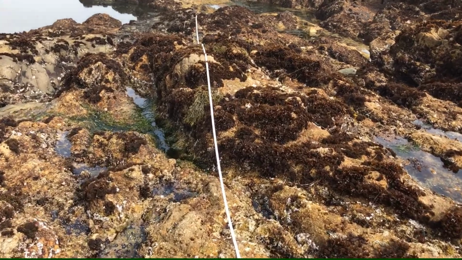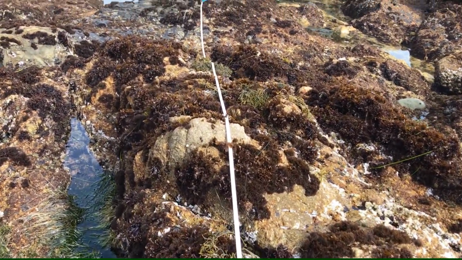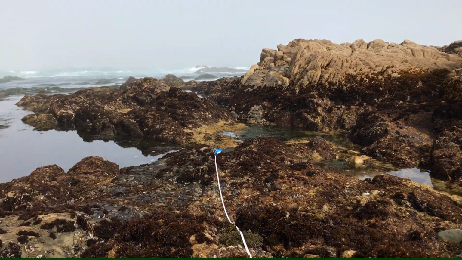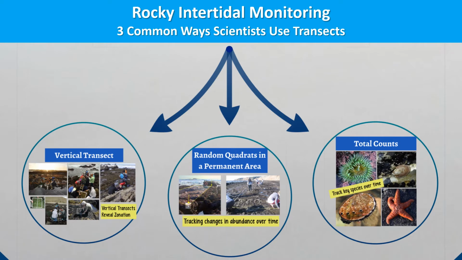The Limpets program at the PG Museum uses transect sampling data collection in both our Rocky Intertidal and Sandy Beach programs. There are three common ways scientists use transects to gather Rocky Intertidal data. Those are vertical transects, permanent transects using random samplings, and permanent transects for total count data.